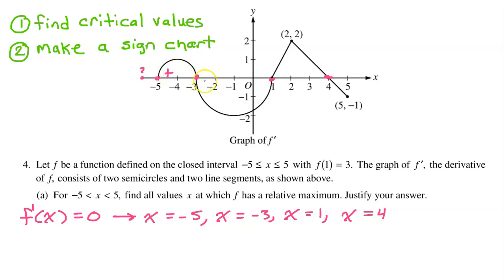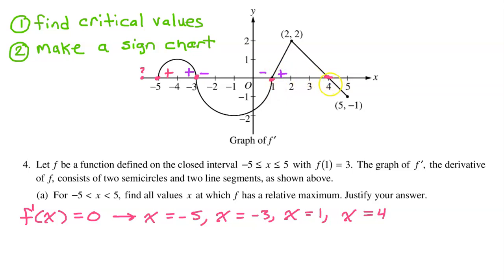Let's look at the critical value of -3. To the left of -3, f prime is above the x-axis, f prime is positive. To the right of -3, it becomes negative. So we go from positive to negative at x equals -3. Let's jump over to x equals 1. To the left, f prime is negative, below the x-axis. To the right, it is positive, above the x-axis.